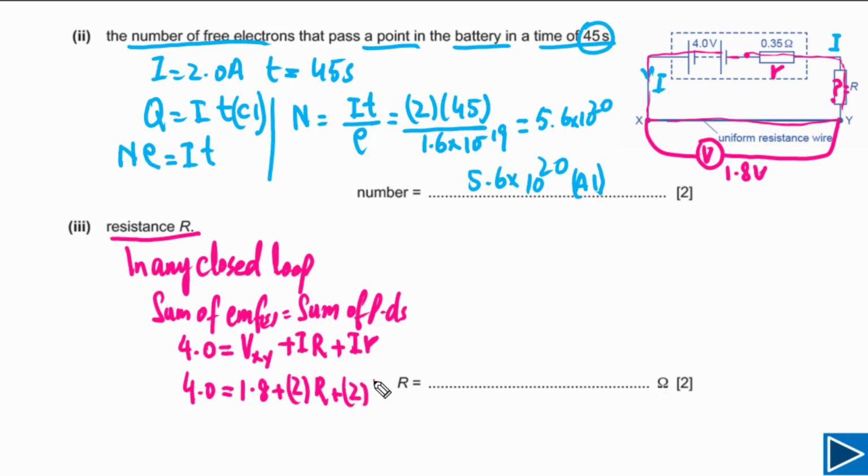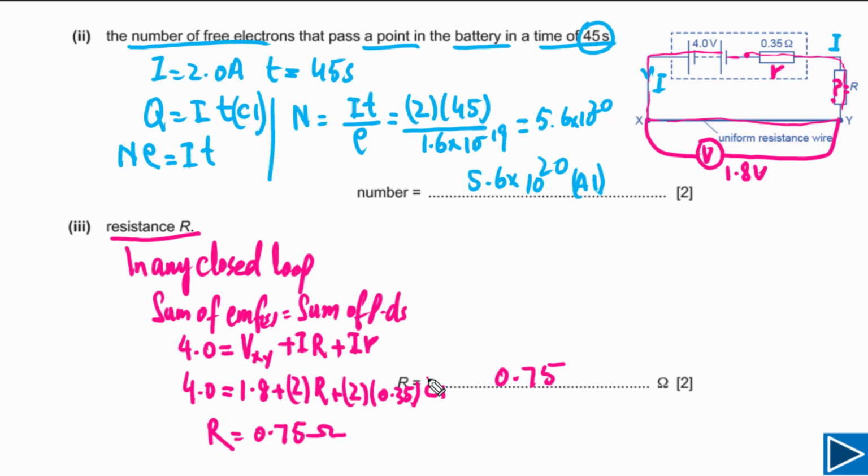And the value of R we have, that is 0.35 ohms. Now if we simplify for R, our final answer for R will be 0.75 ohms, and this is our final answer. So this is 0.75 ohms.